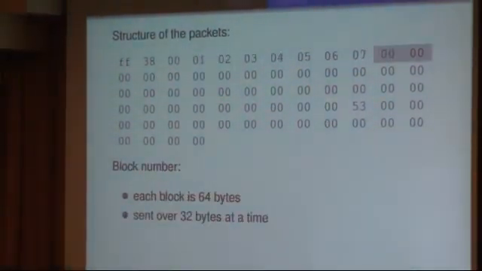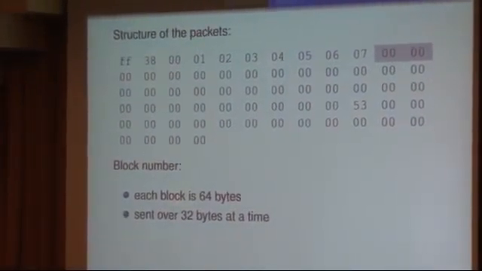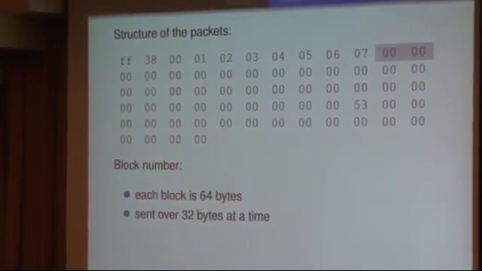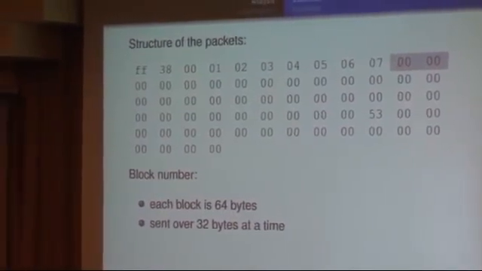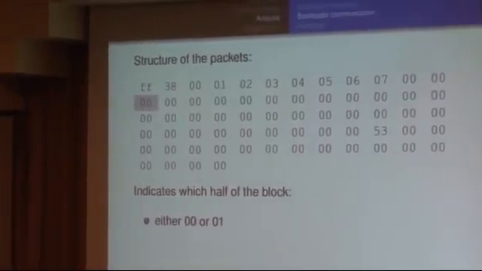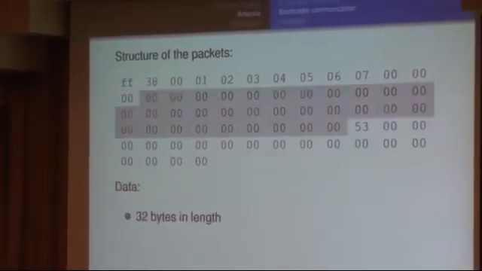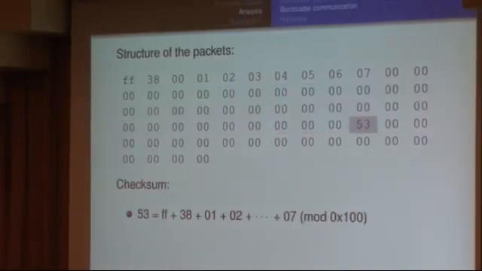And then the next 2 bytes is a block number. It's like we're writing to flash memory, and you can't just write a single byte of flash memory. You have to write a block. And the block size is 64 bytes, and you're sending it over a half block at a time. So there's a block number, and then the next byte is either 0 or 1, depending upon whether you sent the top half or lower half. And then the next 32 bytes, that's the half block. And then the next byte, all that is just the sum of all the previous bytes mod hex 100.